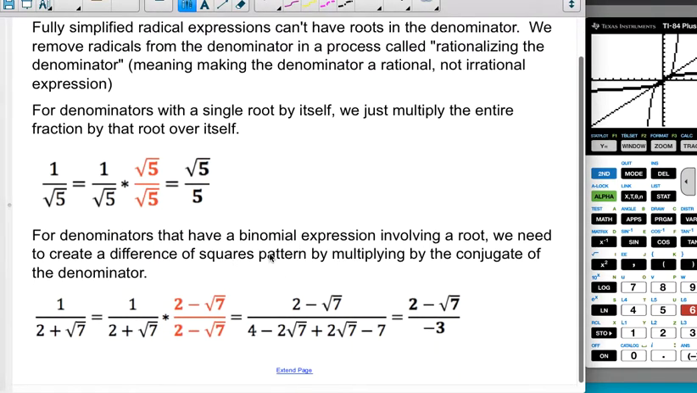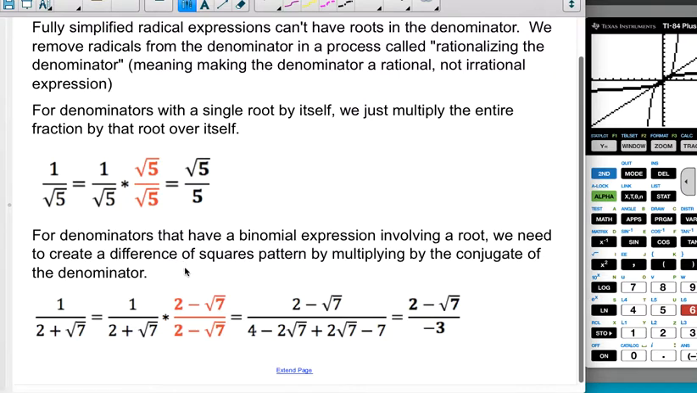For denominators that have a binomial expression involving a root, what we need to do is create a difference of squares pattern by multiplying by the conjugate of the denominator. So if the denominator is 2 plus root 7, we multiply by 2 minus root 7, right? The easiest way to think about this is that you're changing the sign in between the two terms. So you're not changing the sign of the whole expression. If the two terms are a sum, you make sure that you write the two terms as a difference, right?